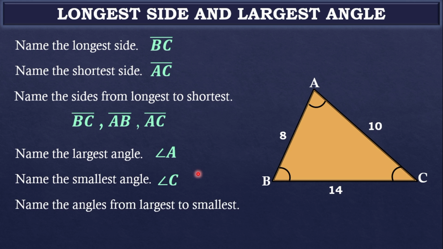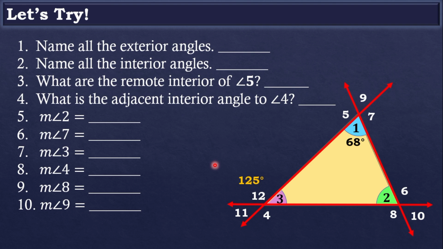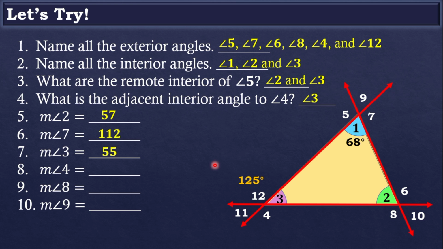Alright, let us name the angles from largest to smallest. Since this is the largest, angle A, and this is the smallest, the angle in between this largest and smallest angle is angle B, right? So let's try. I'm giving you 30 seconds. If the time is not enough, you may pause the video. Let us check. I hope you got perfect.